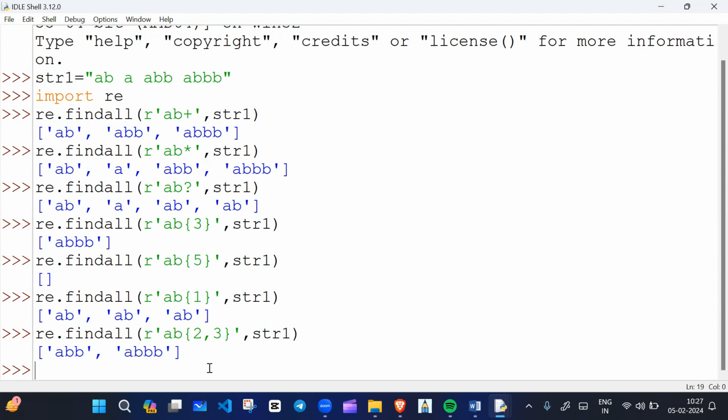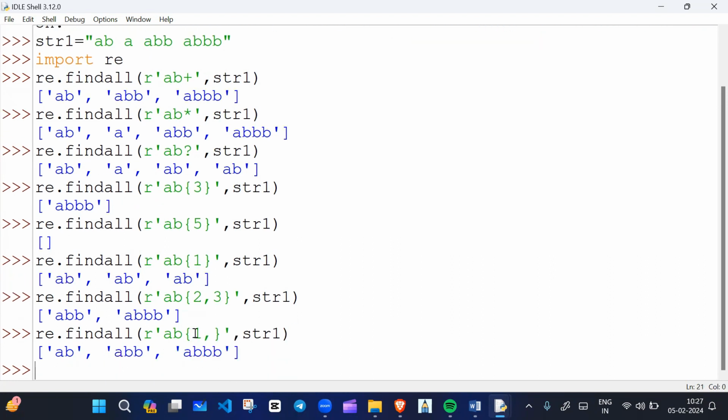Suppose, for example, I'm writing here 1 comma. So what's the meaning of 1 comma? It is giving us one A and one B, then one A and two B's, and one A and three B's. We are talking about this string. So at least one A should be there, and at least one B should be there.